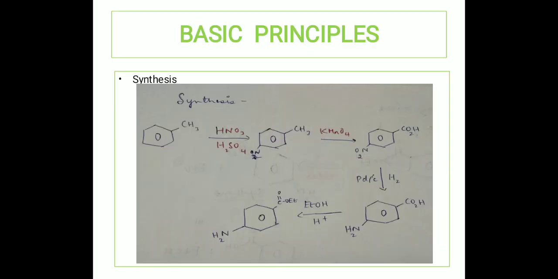Now, let us look at the synthesis. It goes this way. We have toluene, which on nitration with HNO3 and H2SO4 gives us para-nitrotoluene, which on oxidation with KMnO4 gives para-nitrobenzoic acid, which on reduction with hydrogen and palladium catalyst gives para-aminobenzoic acid, PABA, and further reaction with ethanol, esterification, gives us the target molecule, that is benzocaine. So I hope this example is clear.